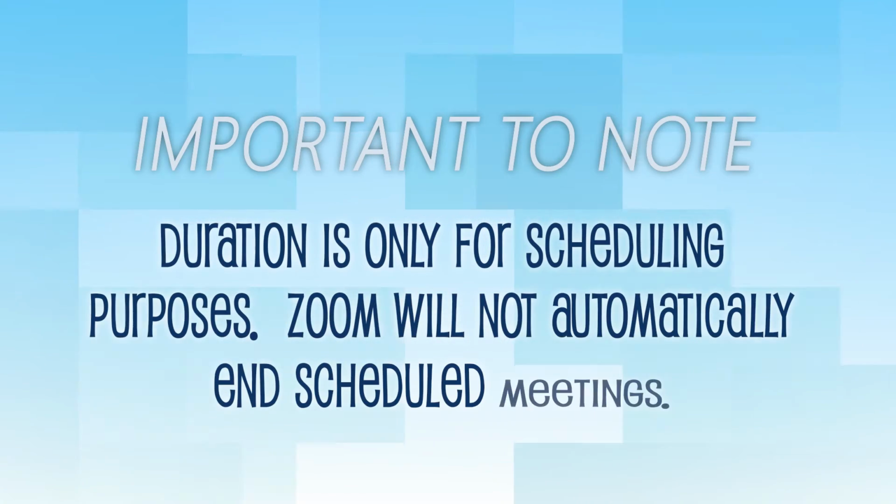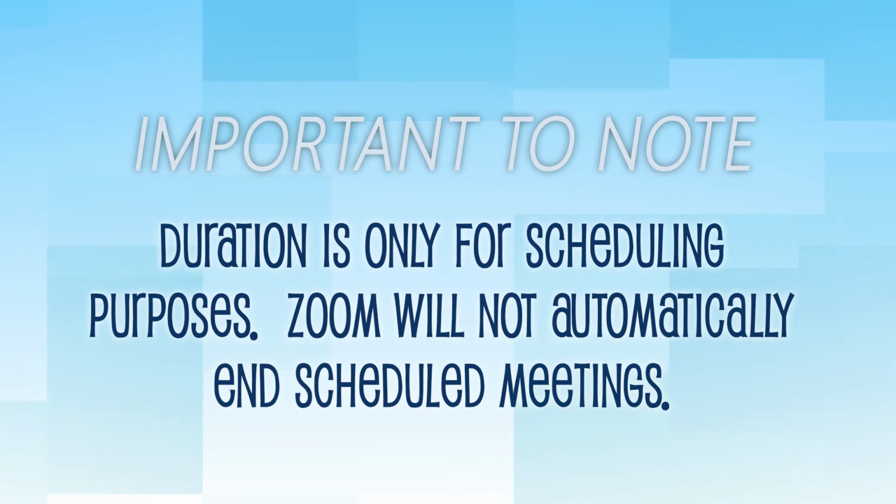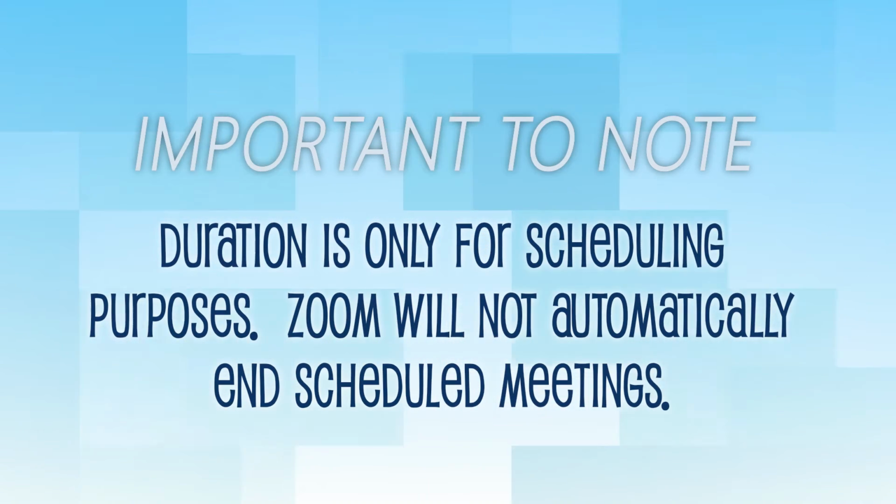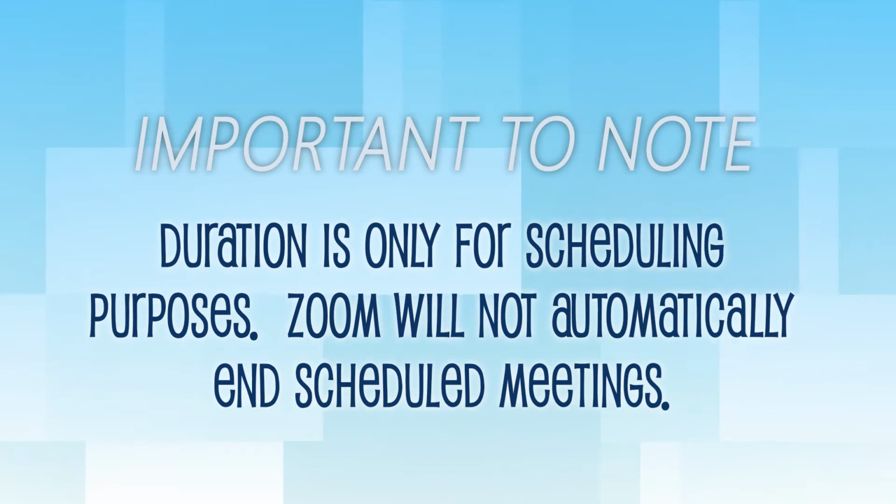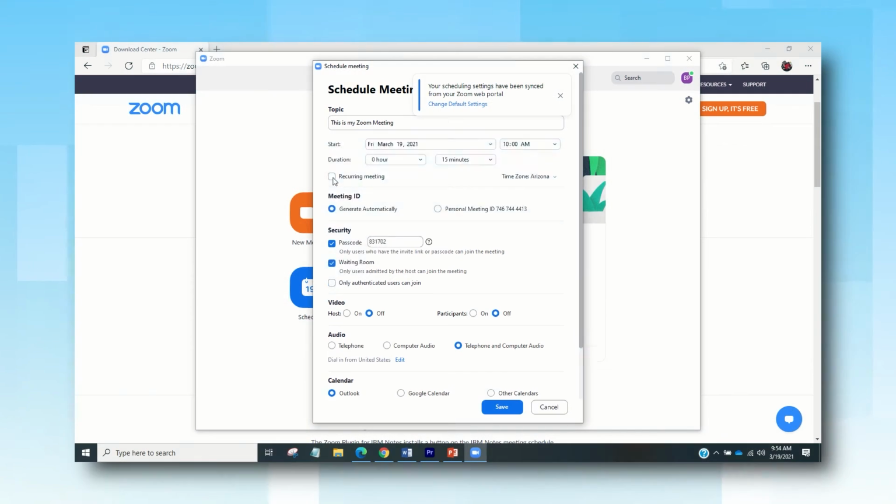The duration setting is more for scheduling purposes. If you set a meeting for a 1-hour duration that lasts longer than an hour, Zoom will not cut the meeting off. You also have the ability to make your meeting recurring. If you leave this box unchecked, your meeting will only occur once. Leave the Meeting ID section set to generate automatically.